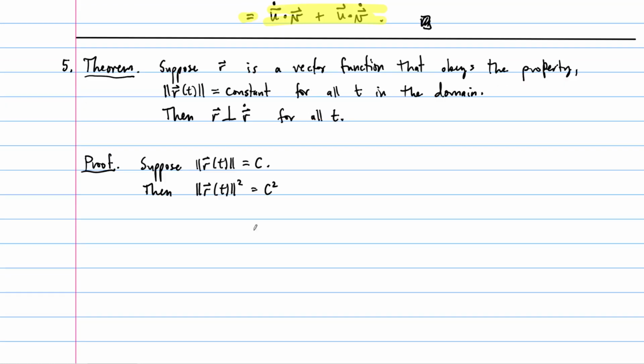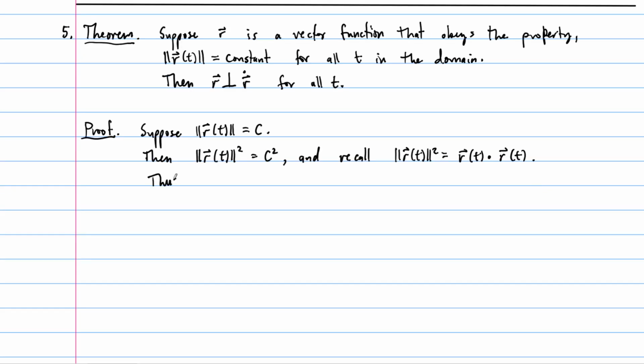Still a constant. And now recall that the length squared of any vector, including a vector function, is equal to that vector dotted with itself. So the magnitude squared of any vector is equal to that vector dotted with itself. So look what we have now, right? Just equate these things. Thus we have r of t dotted with r of t is equal to this constant squared.